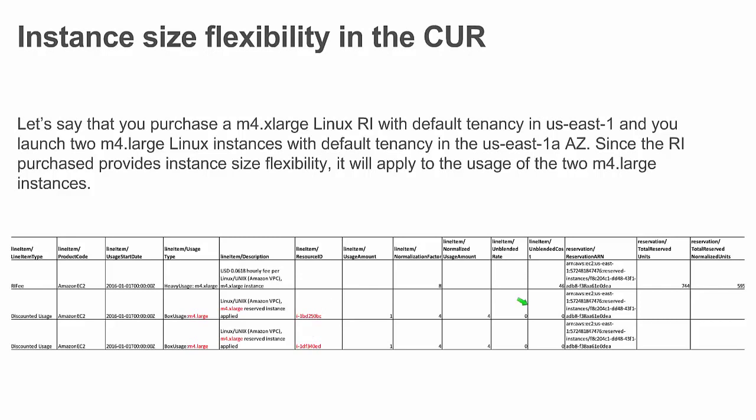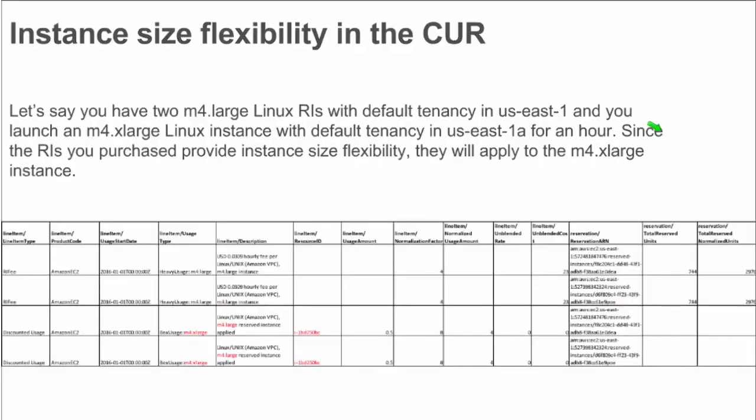Each of these line items has its own resource ID because these are 2 separate EC2 instances. But you can see that the reservation ARN, which is basically the identifier for the RI, is the same for both of these instance types. This shows that the same RI was applied to two instances during that hour, thus providing the RI benefit to these two instances.